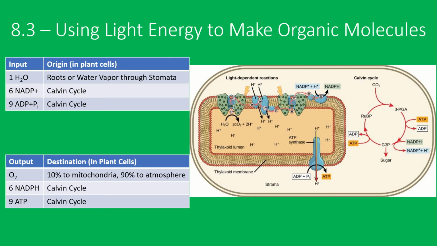When the light reactions are over, oxygen is then going to leave the system. 10% of that will be used to help make ATP in the mitochondrion, but 90% of it goes out into the atmosphere, which is necessary for animals like us. 6 NADPHs and 9 ATPs are then sent to the Calvin cycle.